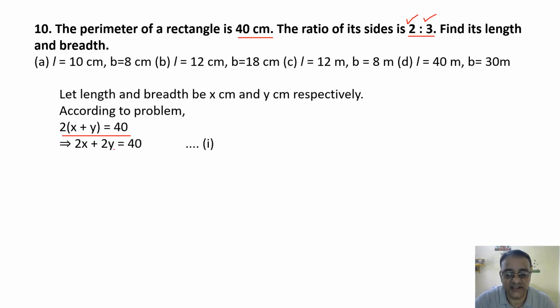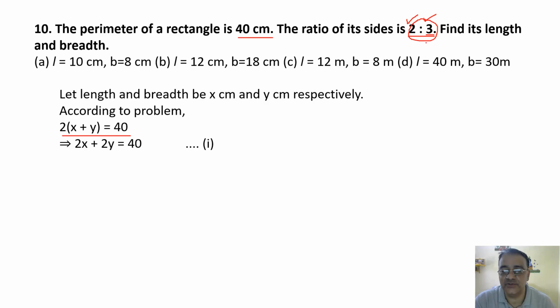We are not dividing this by 2. Now the next is given y upon x. I said this is the breadth and this is the length. Why? Because the smaller part is for breadth and the longer part is for length. This is clear. Smaller part is for breadth and the longer part is for length. Is this clear?